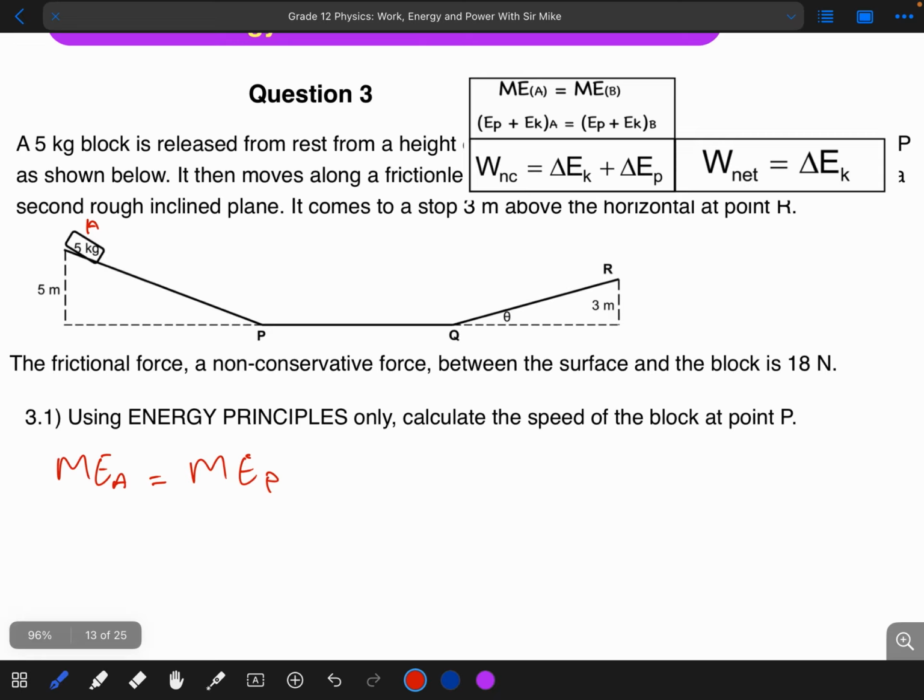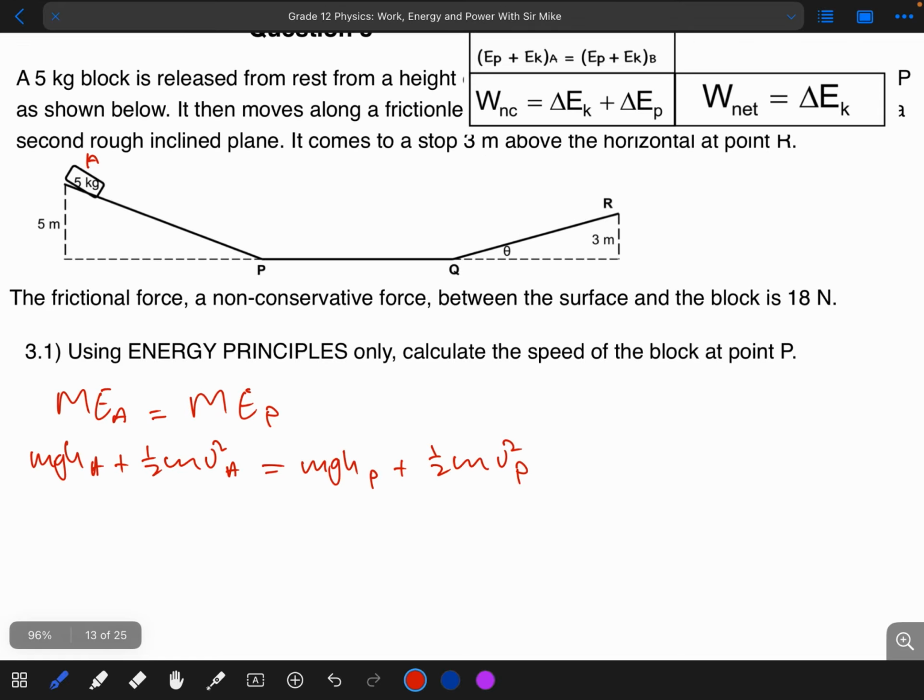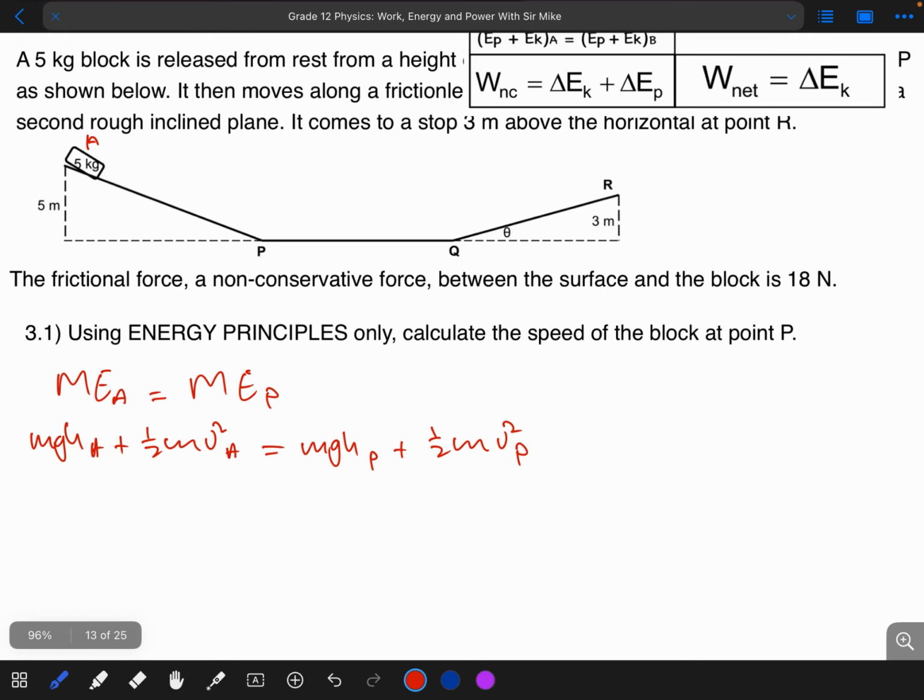So what I can do is expand that. We know that the mechanical energy is equal to the potential energy of the object plus the kinetic energy. I'm sure you know that. So this will be mgh at point A plus half mv squared at point A, being equal to the same thing at point P, which is mgh at point P plus half mv squared at point P. So what we can do there is substitute our values. The mass of the object is 5.